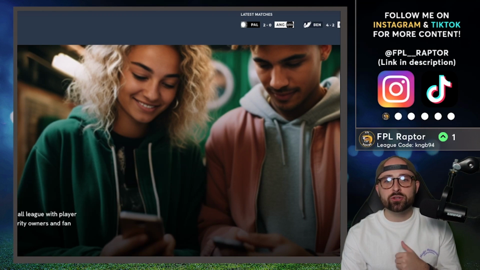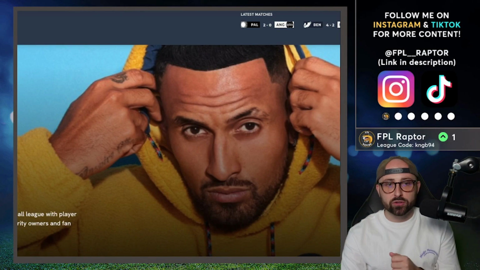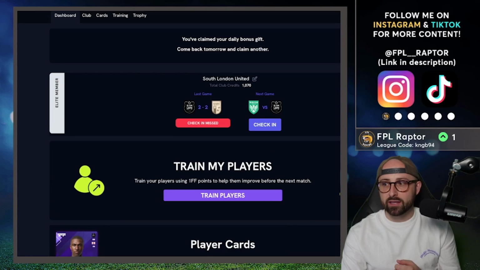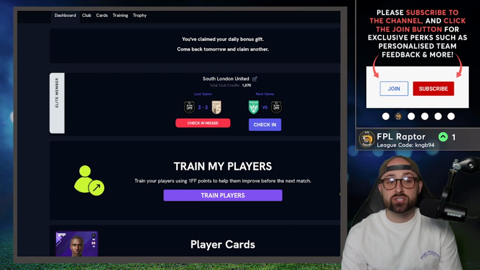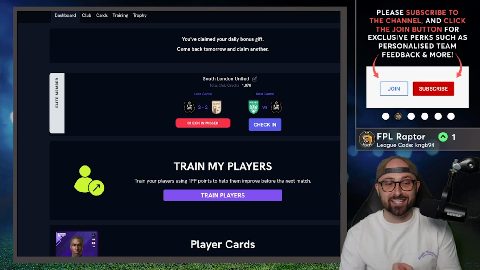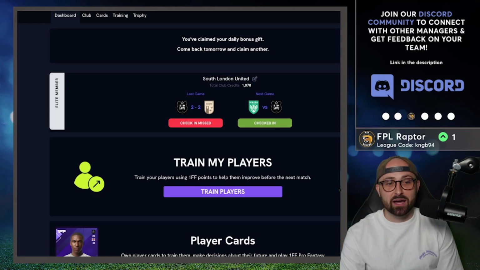Once you do that, if you click on your dashboard, so top right corner, click on your dashboard, it will come up on this screen and it'll ask you, where mine says South London United, it'll ask you to select a club. All you need to do is select South London United and you become a fan of my team that I'm managing. And it would really help me. And I appreciate the support as well. I'm going to check in. And what check-in allows you to do is it gives you more club credits. And the more club credits you get, the more control you can have over the club in the future.